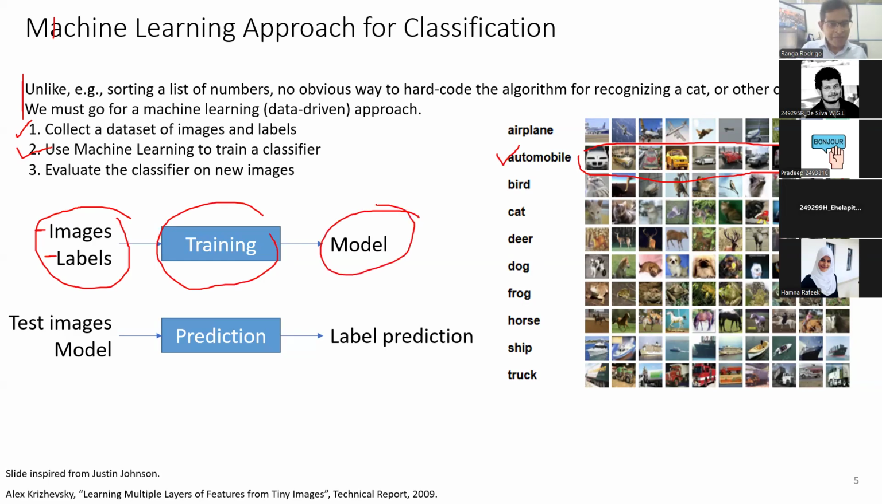So once we have the trained model, what we do is we take the test image and the trained model, and then we do this task of prediction. And then finally, we will have a predicted label. So this is the process of the machine learning approach for image classification.